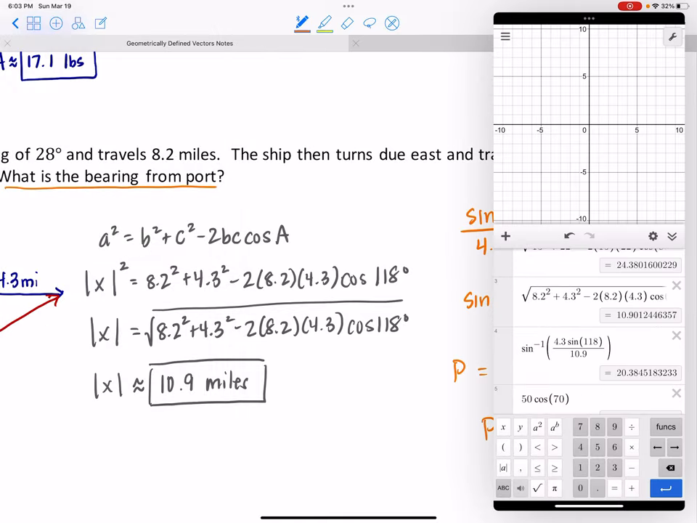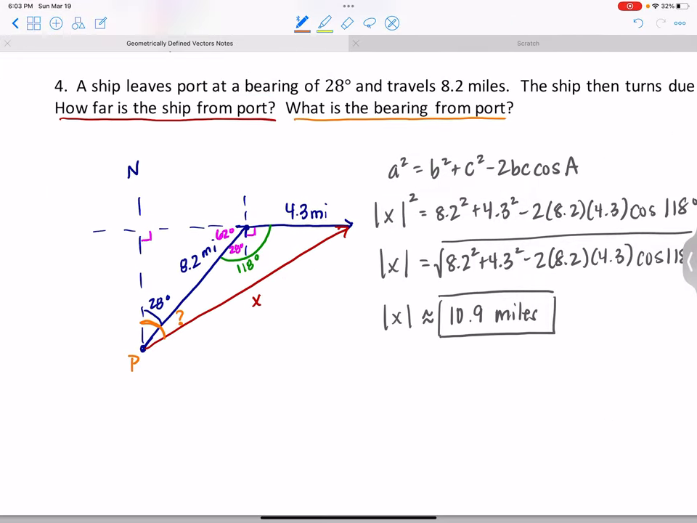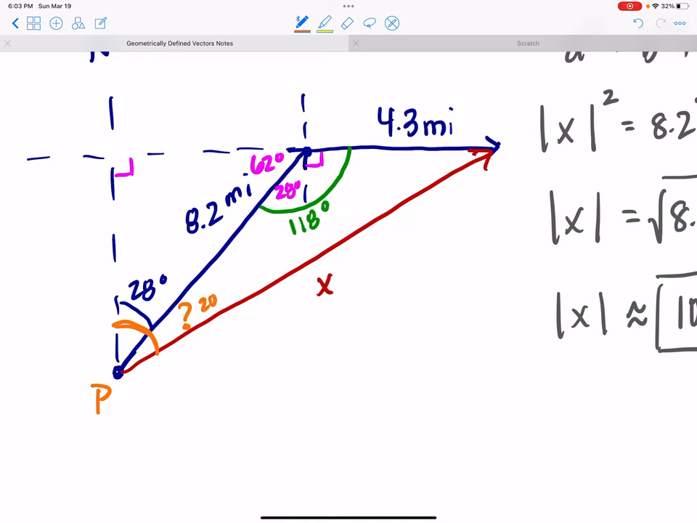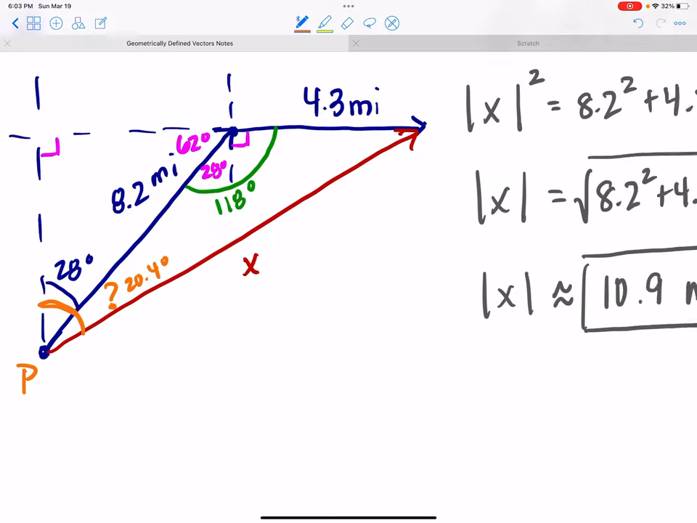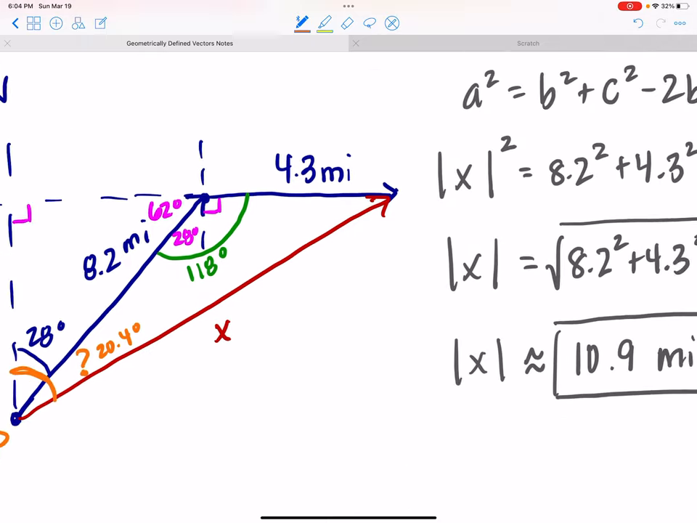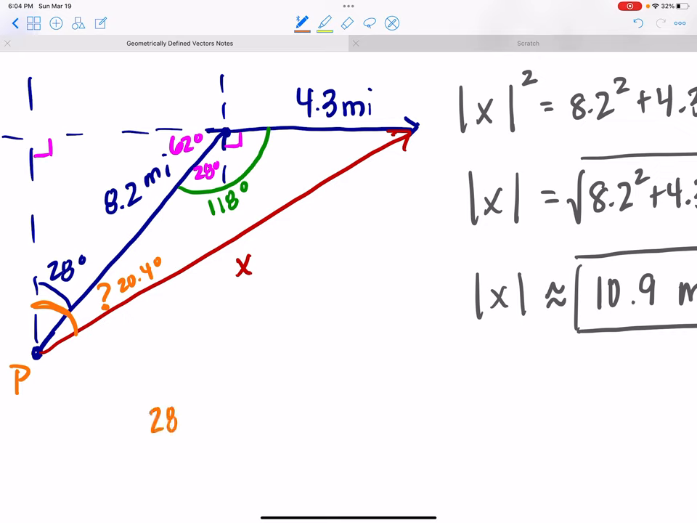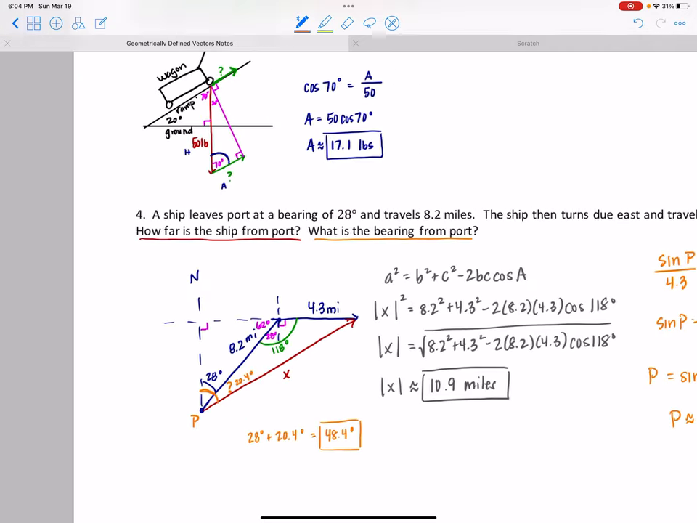Now remember that 20.4 is just this little piece in here, 20.4 degrees. So the actual bearing from port is that total angle. So from port, the bearing is going to be 28 degrees plus the 20.4 degrees, which makes it 48.4 degrees. So that would be the answer to the second part of this.